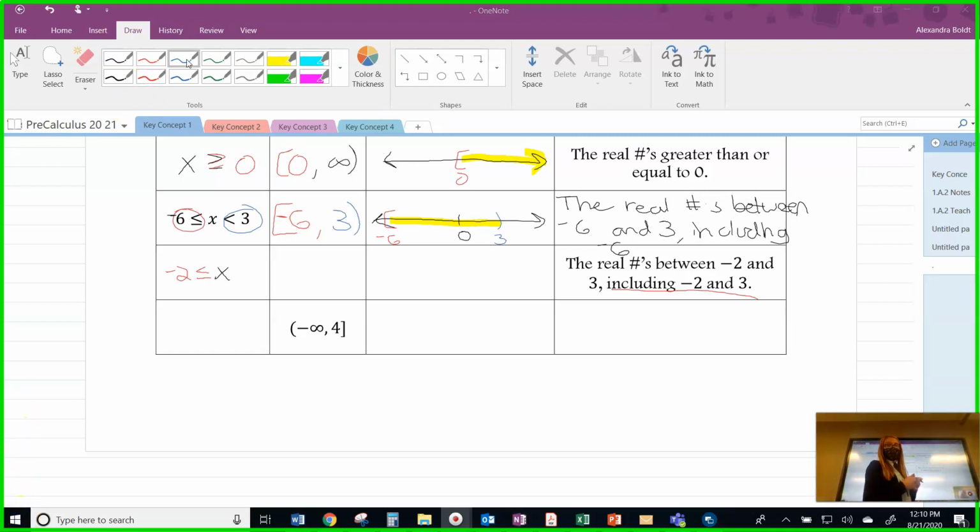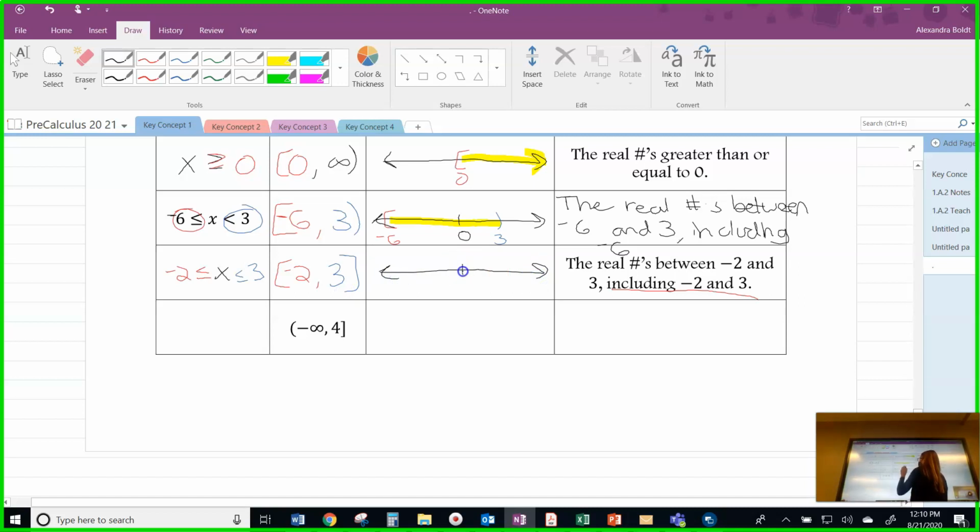And then we're also including 3. So that means we're going to have that less than or equal to 3. Same thing with our interval here: -2 is going to have the bracket, and 3 is also going to have the bracket. Number line, I'll put 0 on it. A bracket with -2, a bracket where 3 is. I'll shade in that space between them.